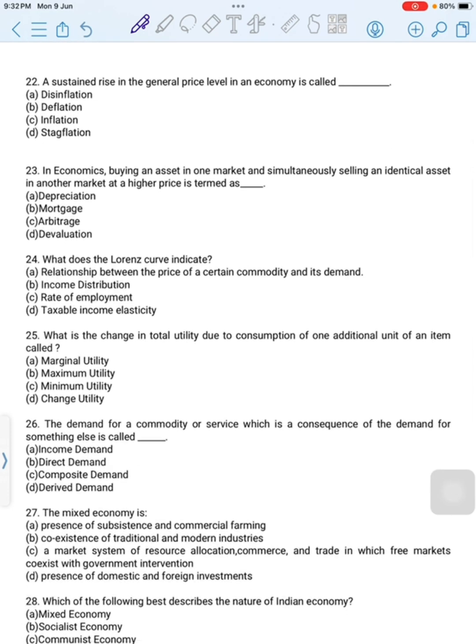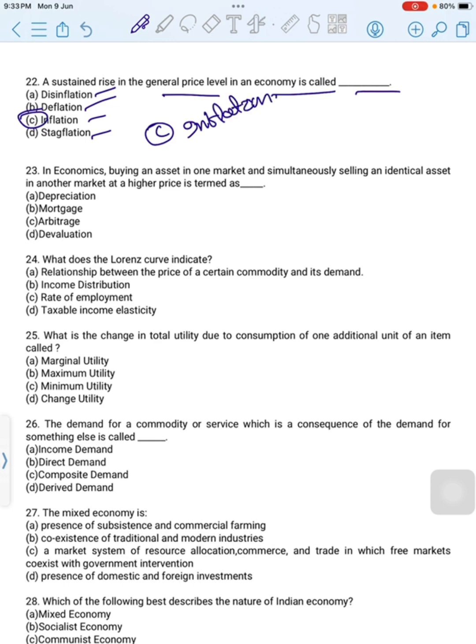A sustained rise in the general price level in an economy is called dash. First option is disinflation. Second option is deflation. Third option is inflation. Last option is stagflation. Then the correct one is option C, inflation.